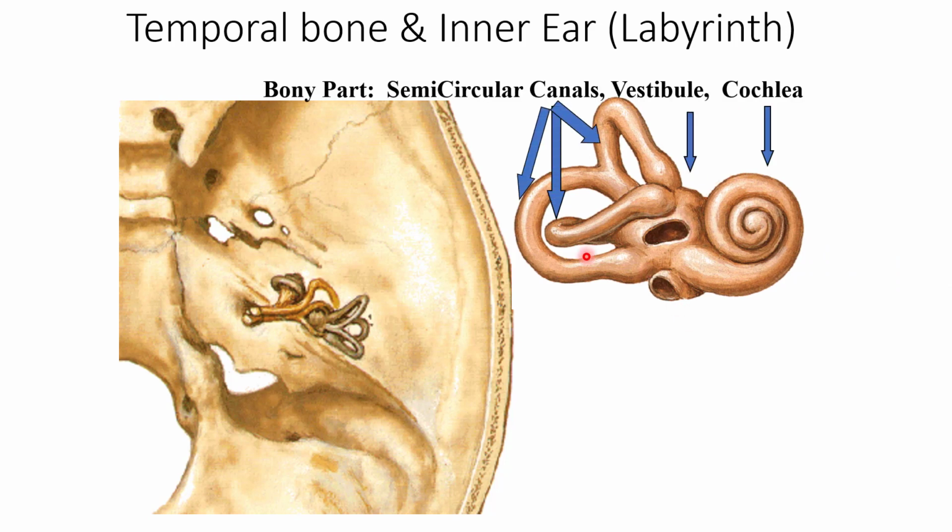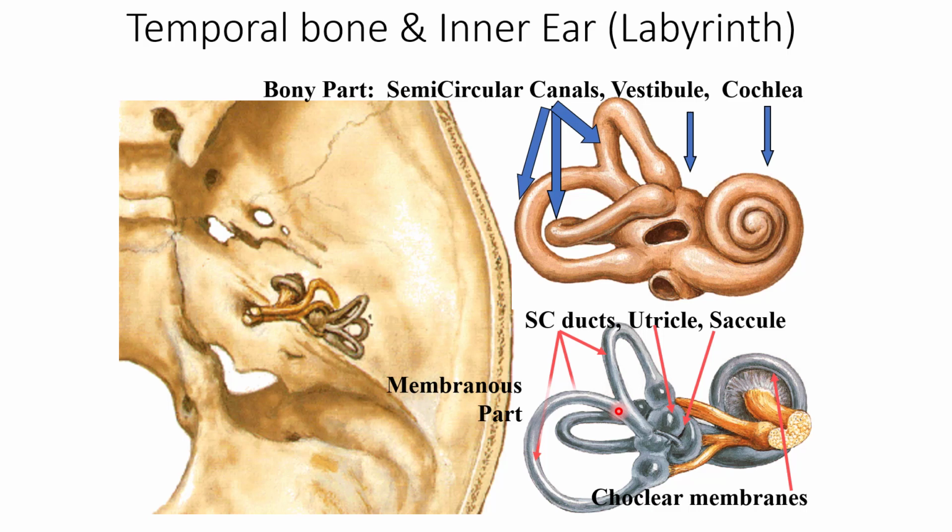So in the bony part, you can see there are 3 semicircular canals, and here is the spiral structure, the cochlea, and you can see the middle structure is called the vestibule. Okay, the vestibular part, and this is the oval window, and here is the round window. And these are the structures which lie within this bony labyrinth.